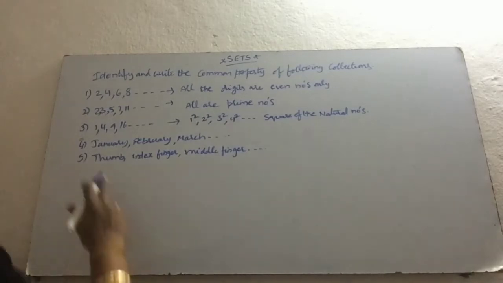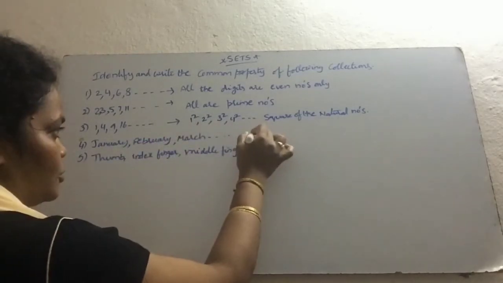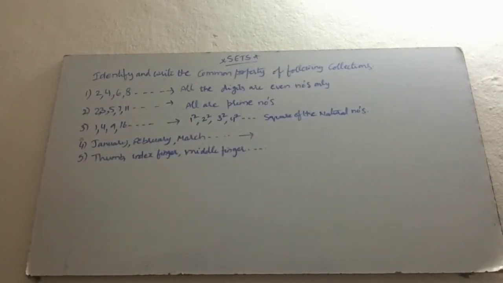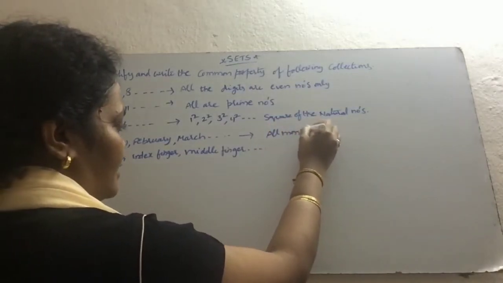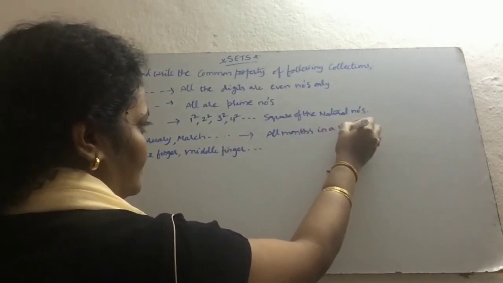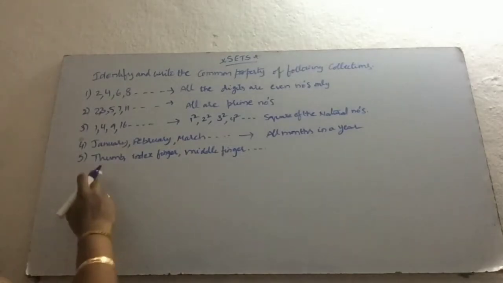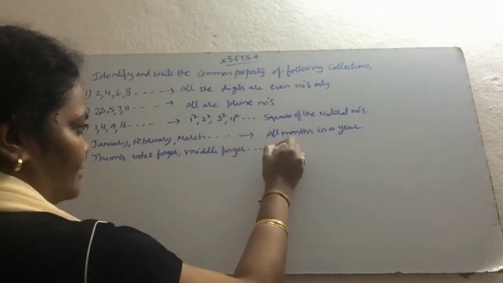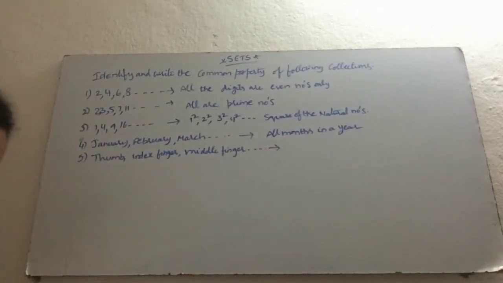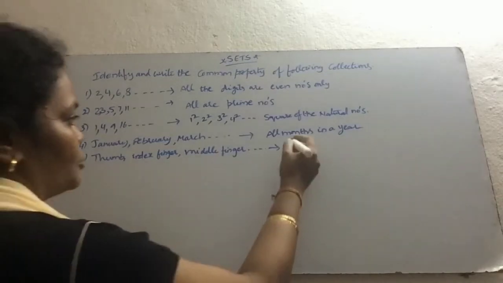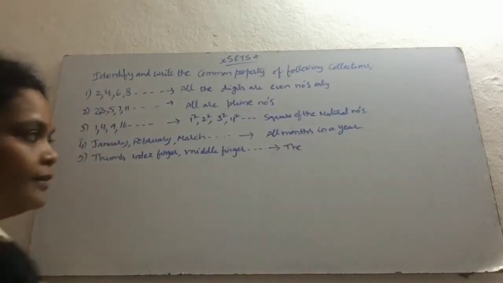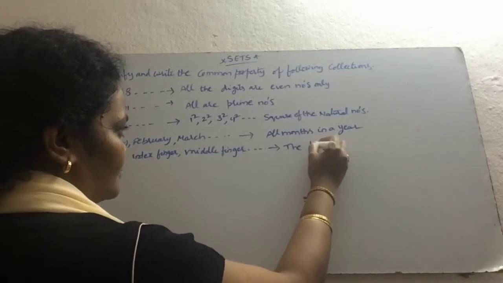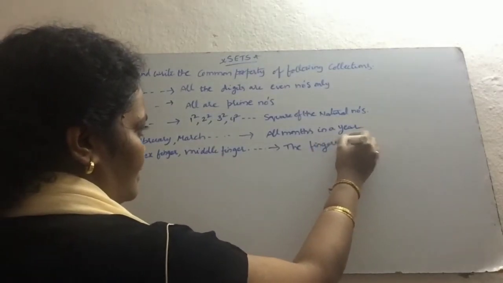And next, January, February, March. This shows all the months in a year. And here, thumb, index finger, middle finger, ring finger and pinky show the fingers in a hand.